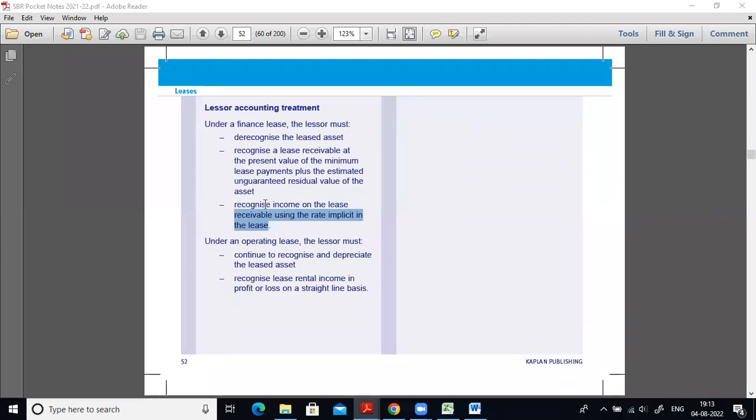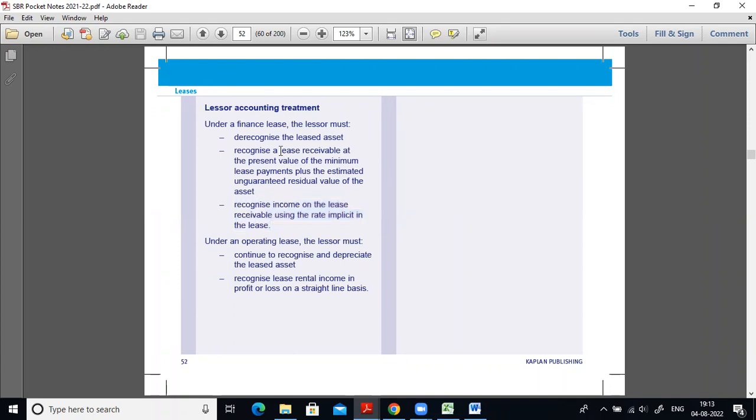Third point: recognize the income on the lease receivable using the rate implicit in the lease. It means suppose here you will be getting a value, the lease receivable. If your lease receivable value is 1 lakh and the implicit rate of interest is 9%, 1 lakh into 9%, that is 9,000, you will recognize it as an income.